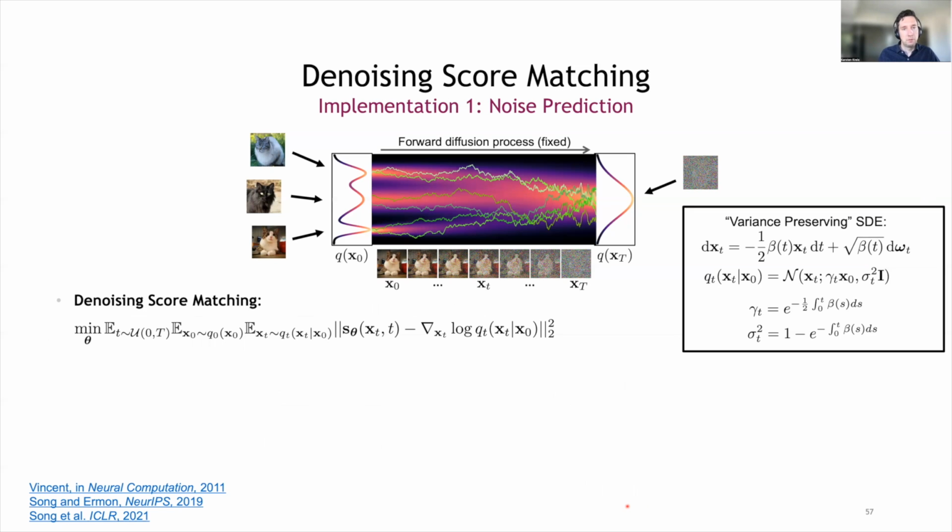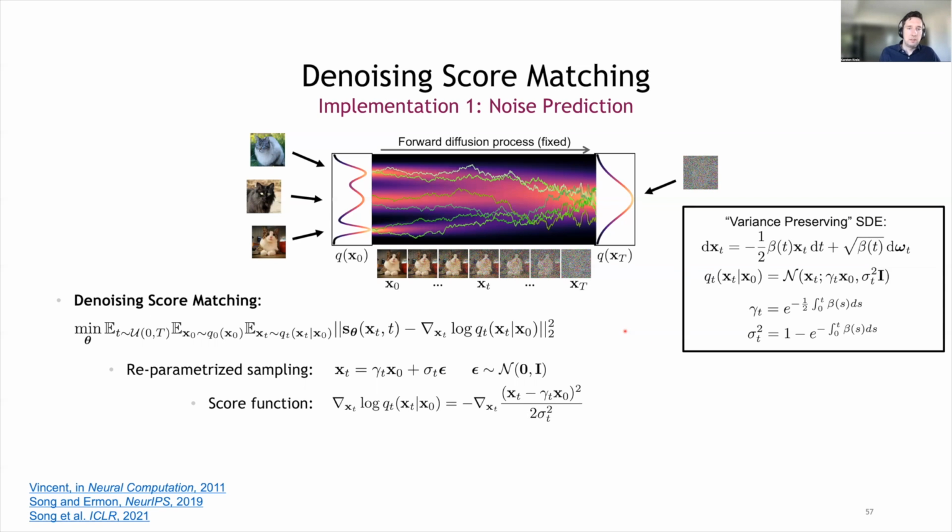Let us now talk about a few implementation details and what people do in practice, because that's so crucial. This is again just a copy of the denoising score matching formula. So how do we actually sample these diffused data points? This is really just reparameterized sampling from this normal distribution. We have gamma times our input x_0, and then we add noise to this that is scaled by the standard deviation sigma_t.